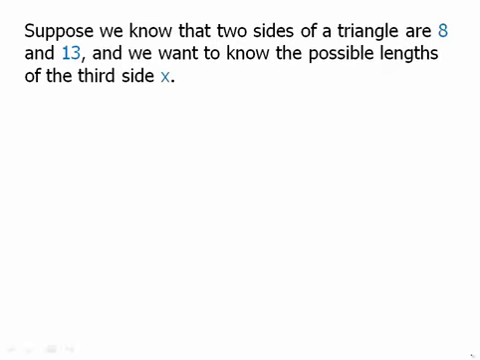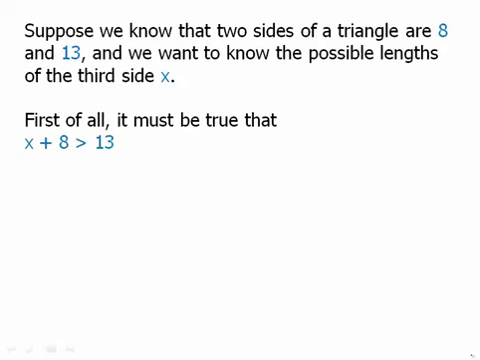Suppose we know that two sides of a triangle are 8 and 13, and we want to know the possible lengths of the third side. Well, certainly it's true that if we take the sum of the unknown side x plus 8, it has to be bigger than 13. Well, from this inequality, we could subtract 8 from both sides, and it means that x has to be greater than 5. So that's one of the statements we have. And notice that 5 is the difference of 8 and 13.